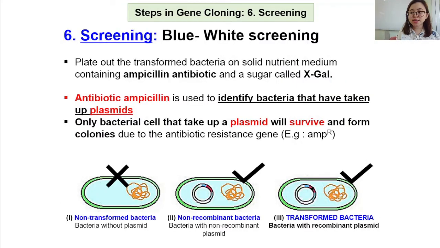Alright, so let's learn a bit more about this blue-white screening. How we do the blue-white screening is, you have your bacteria growing in a liquid solution.